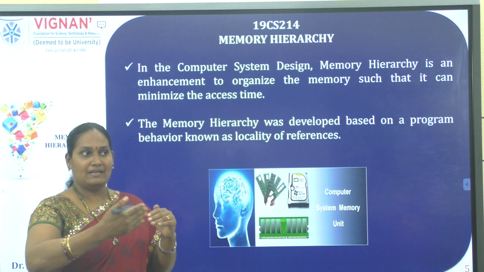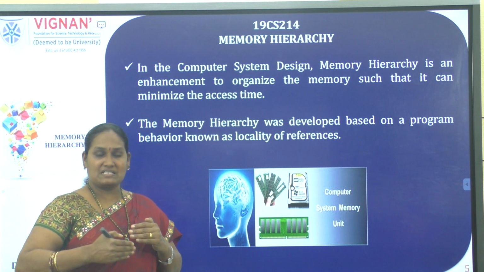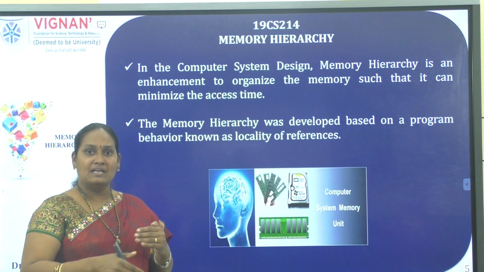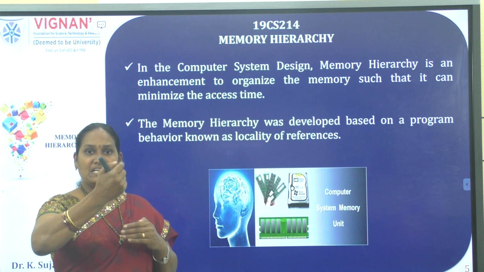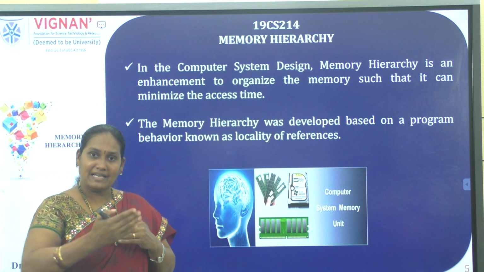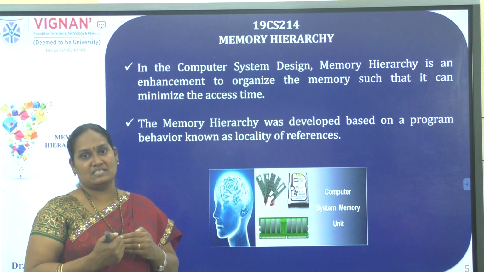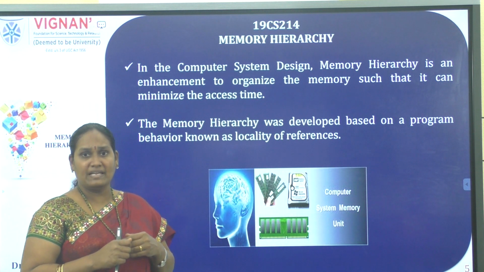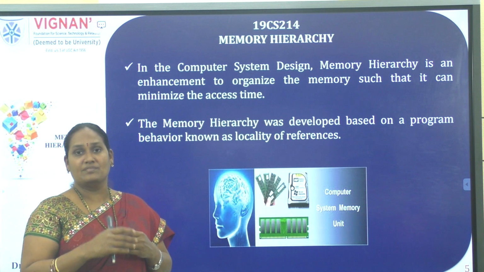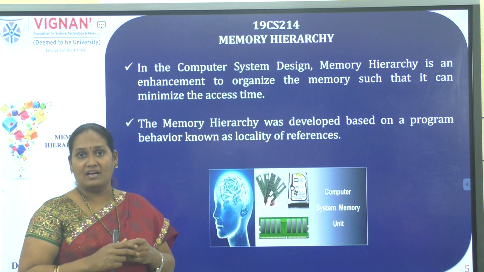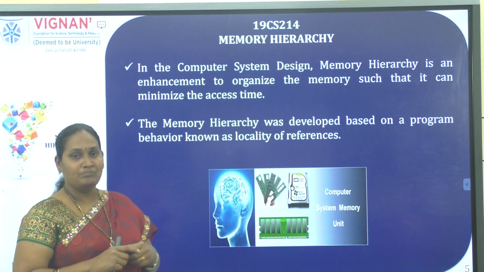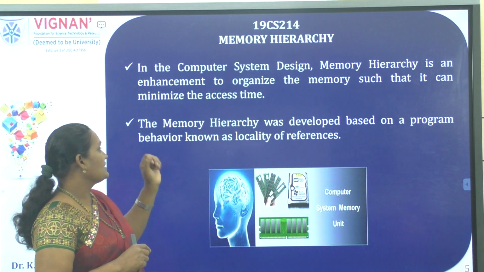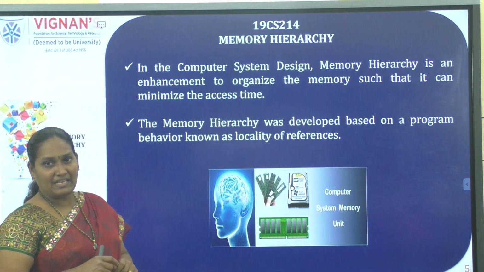Every time, in the first iteration, if I want to execute these 5 instructions, they should be fetched from the memory. In the second iteration, again these instructions should be fetched from the memory. So these portions which are repeatedly fetched from memory are called active portions of the program. Based on those locality of references or active portions, we write the memory hierarchy.